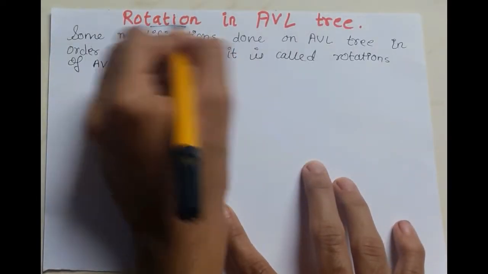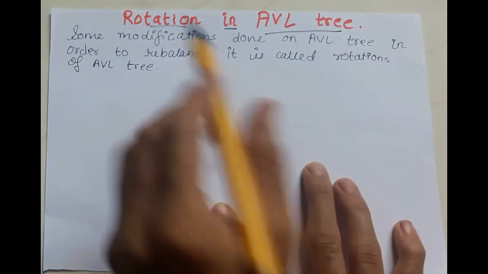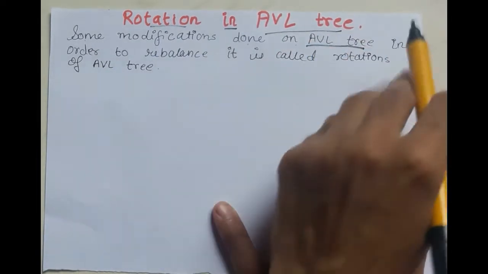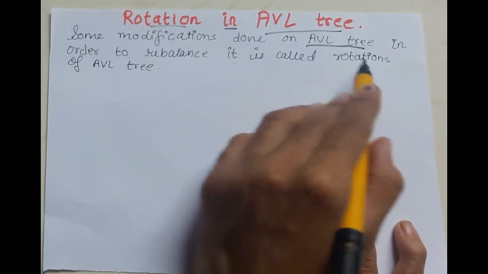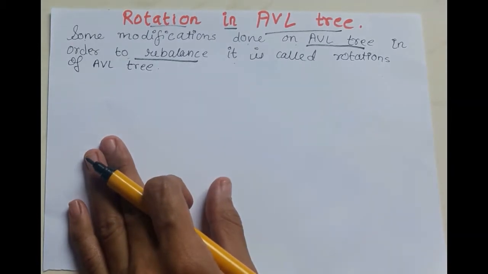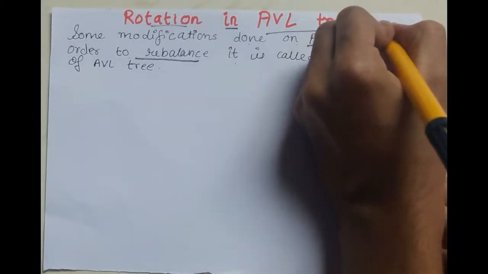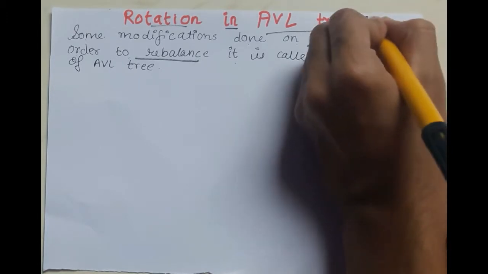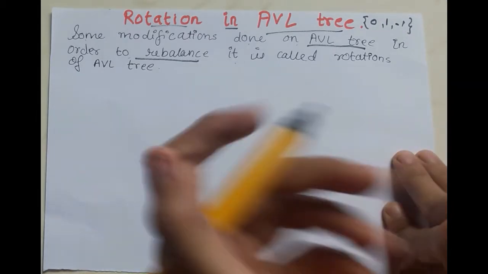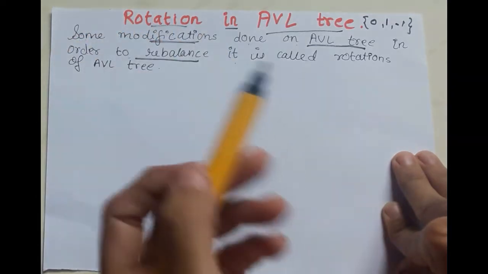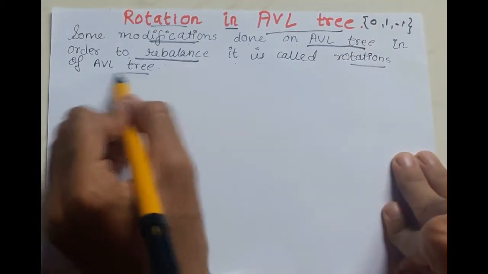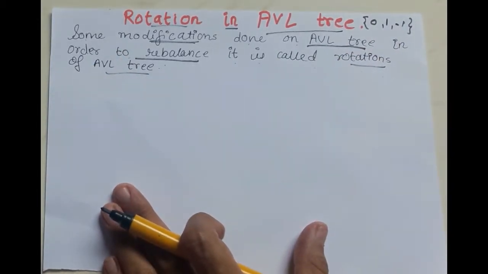Now let us study rotations in AVL tree. Okay, so what are rotations in AVL tree? Some modification done on an AVL tree in order to rebalance it is called rotations in AVL tree. If the balance factor of a node in an AVL tree becomes other than 0, 1 and minus 1, then that tree is not balanced, right? So for rebalancing it, we have to do some modifications. Those modifications are nothing but rotations of AVL tree.